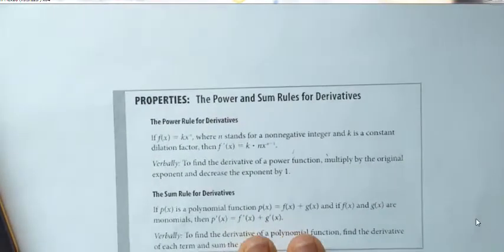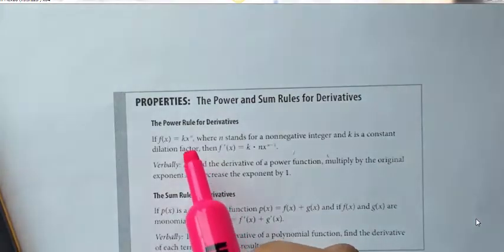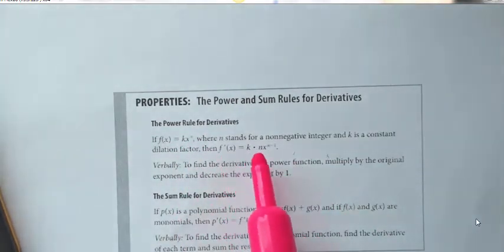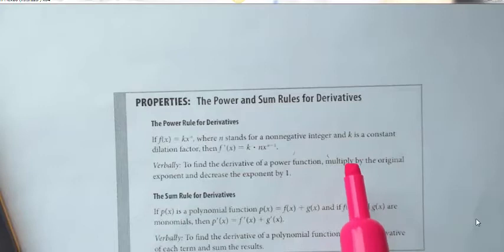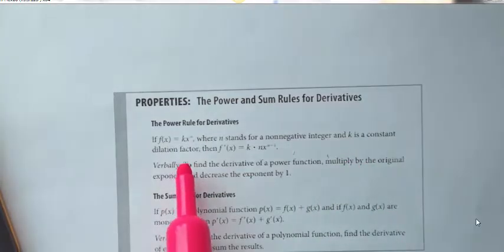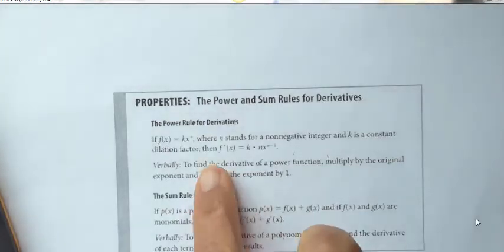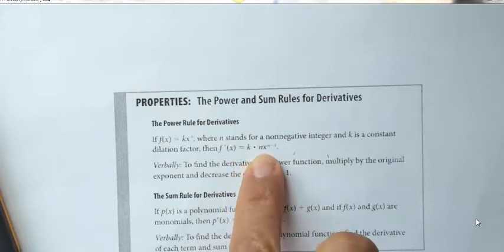Okay, so on the next page, at the bottom, we have the power rule for derivatives, which basically says if you have any function like k times x to the n, so like 7x to the 4th, where n stands for a non-negative integer and k is a constant. I always call it a coefficient, but constant meaning that it's just a single number, a dilation factor. Think of it as your a, right? In any function, that a is your dilation factor. Then f prime of x is equal to k times n times x to the n minus 1.